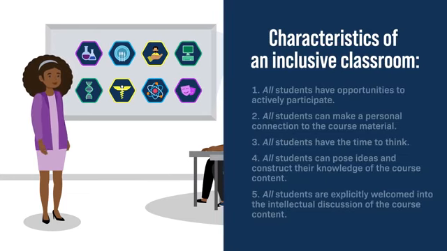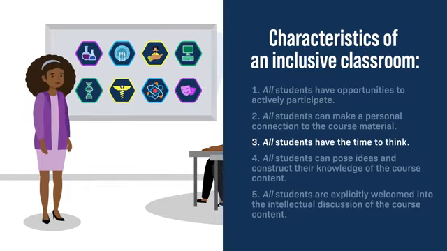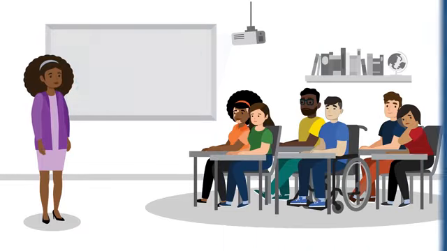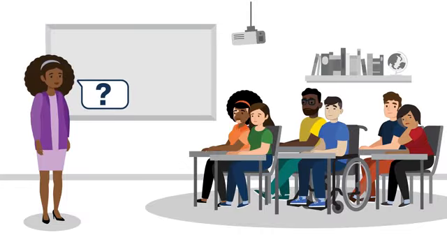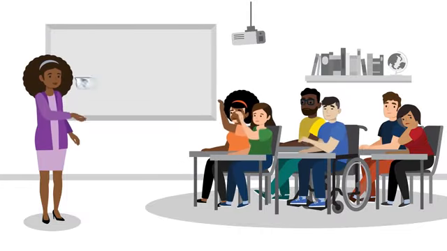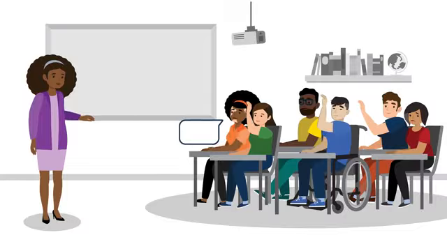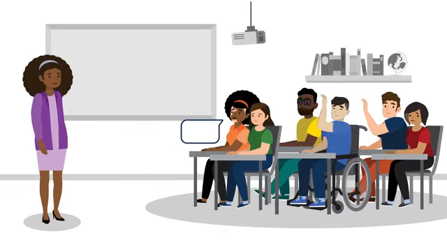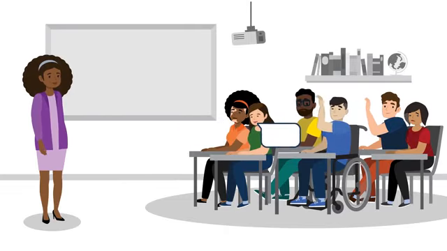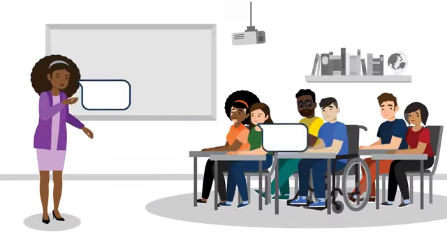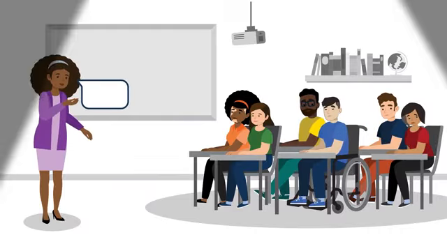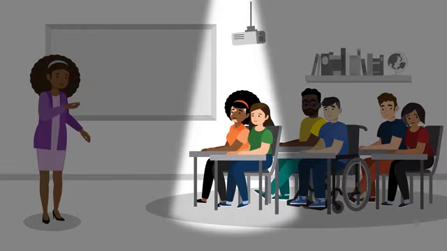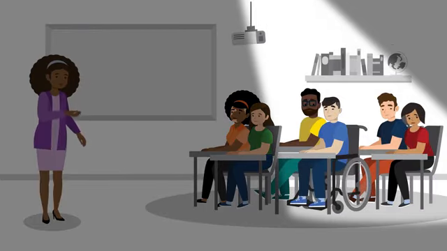Another key aspect of fostering an inclusive classroom is ensuring that all students have the time to think through in-class questions. For example, consider a scenario in which an instructor asks the question and calls on the first or second student who raises their hand. If the student answers correctly, the teacher may just move on with the lesson. In this example, while one or two students had enough time to think through the question, it is not clear whether the rest of the class had the time to fully process it.